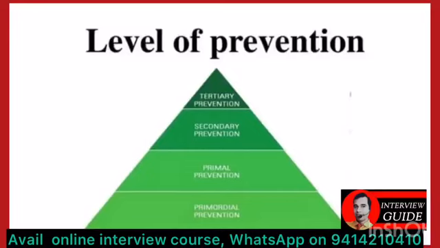Level of prevention. There are mainly four levels of prevention. First one is primordial. In primordial level of prevention, it is before the emergence of risk factor of a disease; there is no risk factor in primordial level of prevention. The second one is primary. In primary, we can prevent the disease. Risk factor is present, but no disease yet.